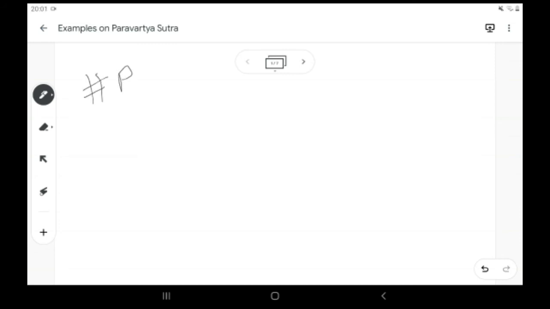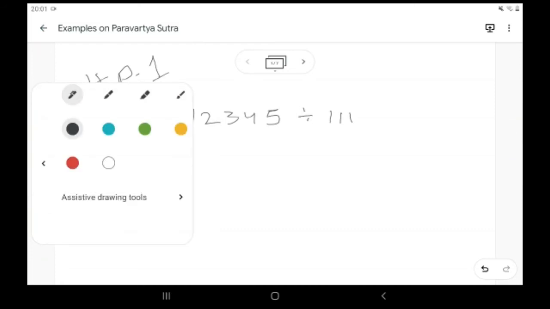Problem 1. 12345 divided by 111. This might be quite a simple problem when you look at it at first, but when you actually start the division calculation, this might be a little complicated. So to save time and to make this problem look simple, we use Vedic maths. Now, let's get back.